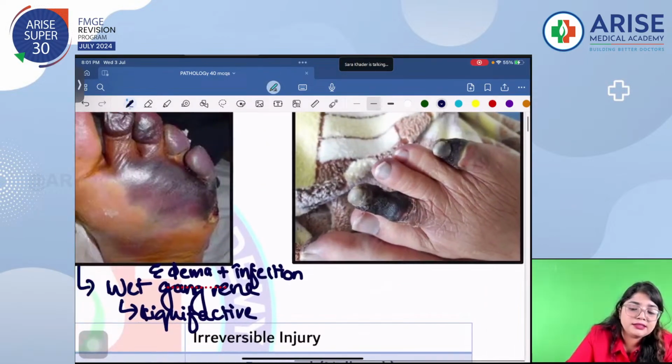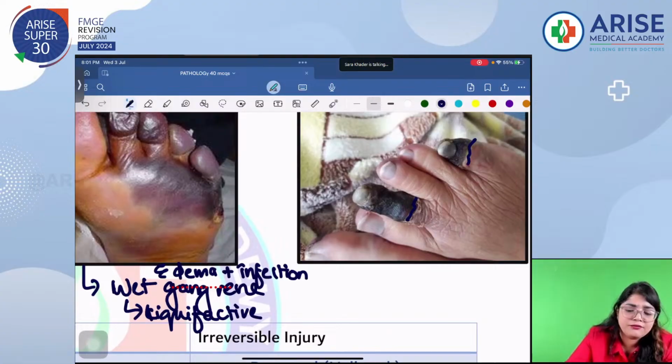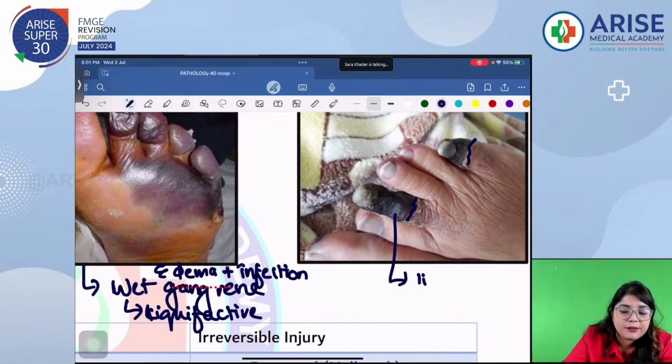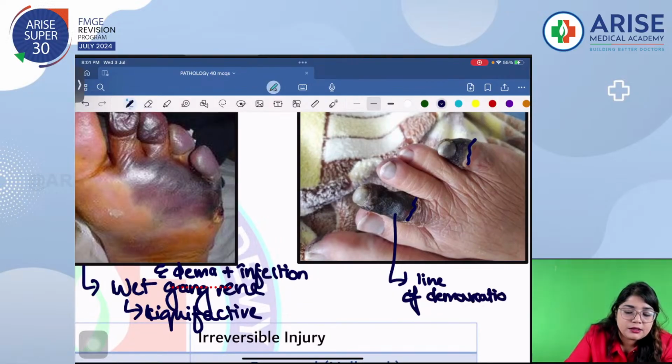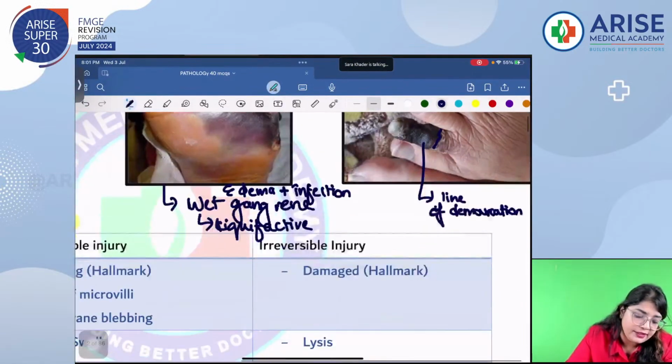What about this one? If you can see, this is a form of dry gangrene, which happens mostly due to ischemia, right? Or a thrombus formation. That's why the line of demarcation is very clear. All right, very good.